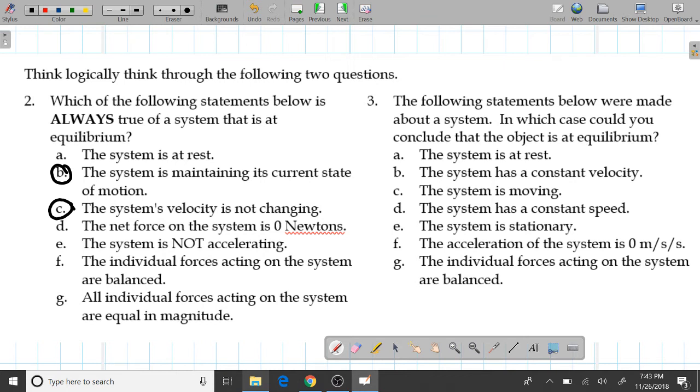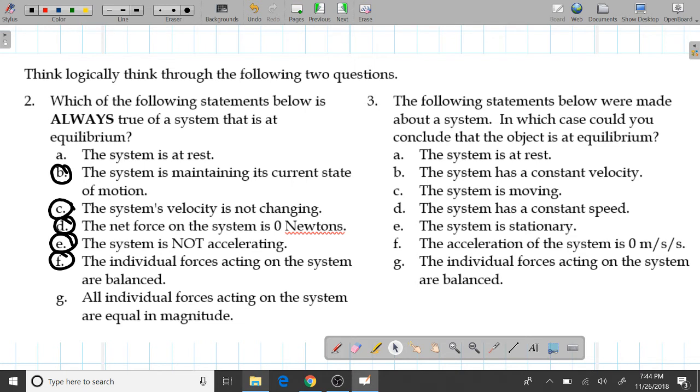D, the net force on the system is 0 newtons. We just said this. If you add up all the forces acting on your system, your net force must be equal to 0. E, the system is not accelerating. And lastly, F, the individual forces acting on the system are balanced. So all of these statements are always true whenever we're in static equilibrium. Now notice A is not always true. It could be true, but not only is a system that's at rest in static equilibrium, it could also be moving at a constant velocity.